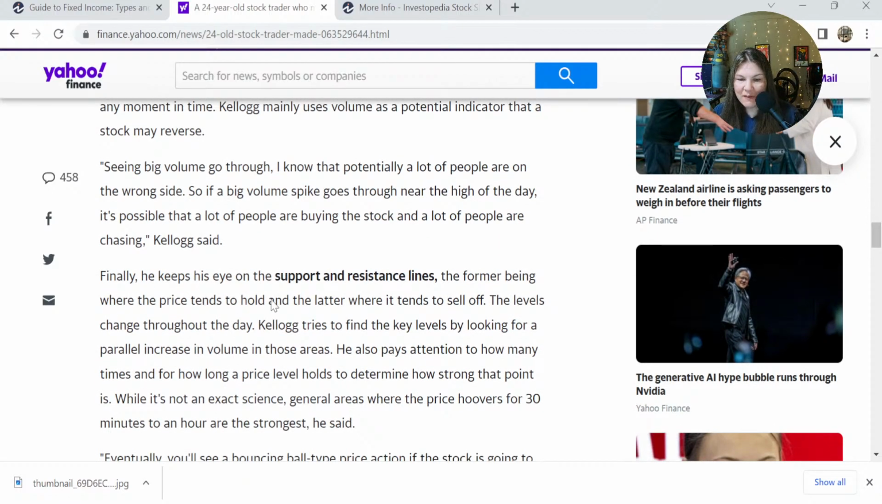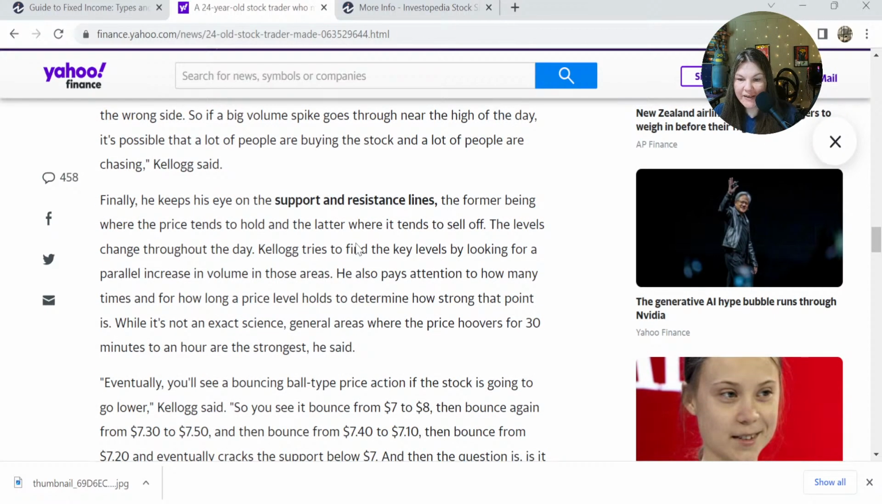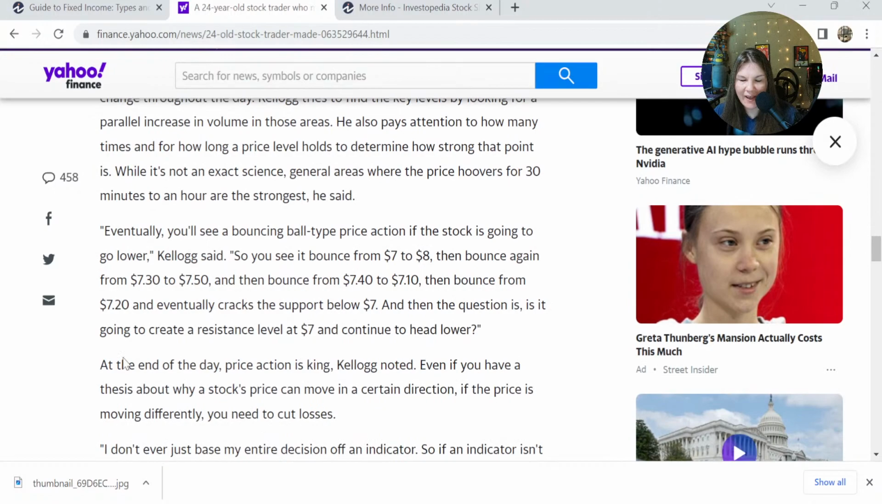Finally, he keeps his eye on the support and resistance lines, the former being where the price tends to hold and the latter where it tends to sell off. The levels change throughout the day. Kellogg tries to find the key levels by looking for a parallel increase in volume in those areas. He also pays attention to how many times and for how long a price level holds to determine how strong that point is. "While it's not an exact science, general areas where the price hovers for 30 minutes to an hour are the strongest," he said.